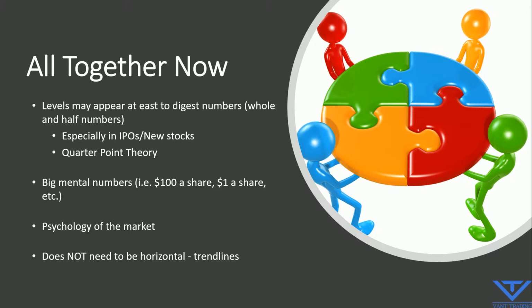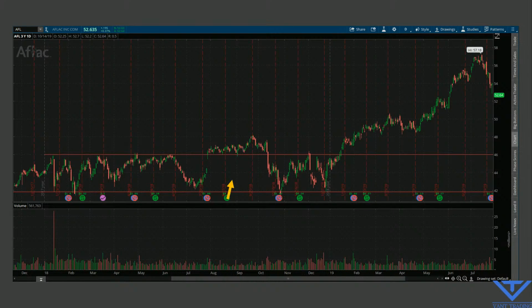But some of them were just so clean, and such a good example that, even if you don't believe in technical analysis, you can't look at some of these charts and say, oh no, that's complete randomness. Aflac. Good example here, $46 a share and $42 a share. Look at the yellow arrow, that resistance at $46 a share.